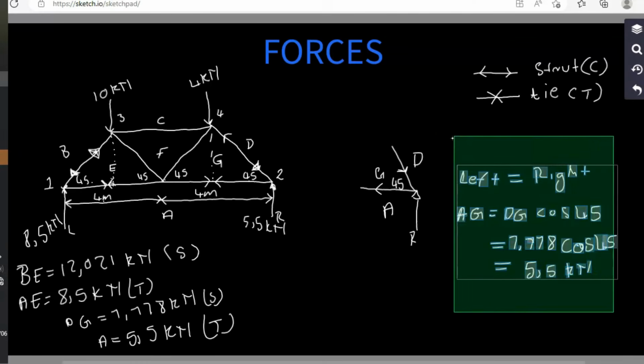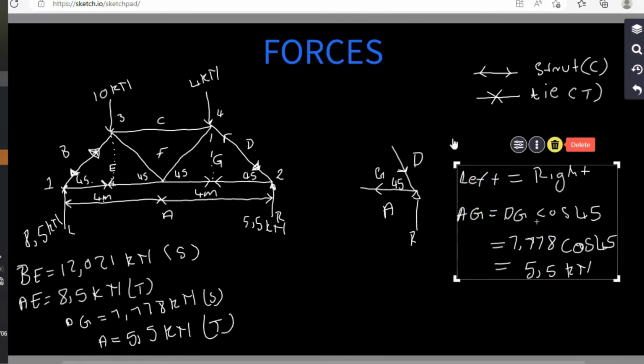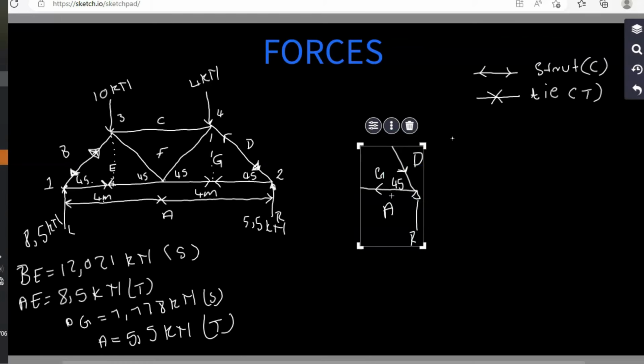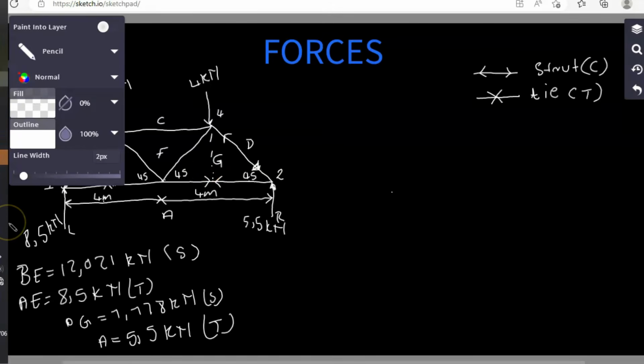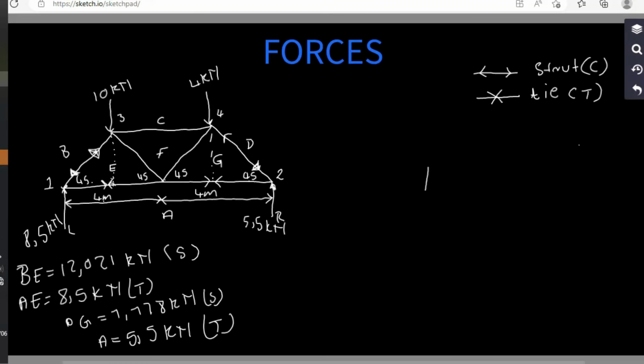Let's erase this and also erase this structure. We are doing point number 3. We did 1, we did 2, now we're doing 3. So we're going to draw the structure. Let's draw it here. This is the force, it's going down. It's 10 kilonewtons.